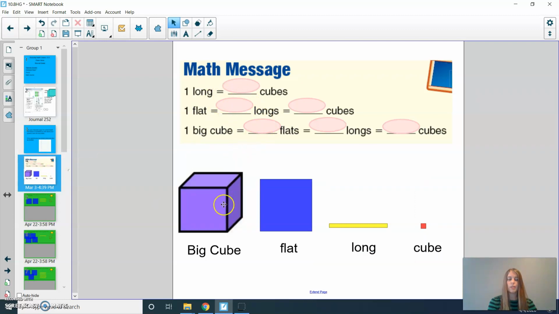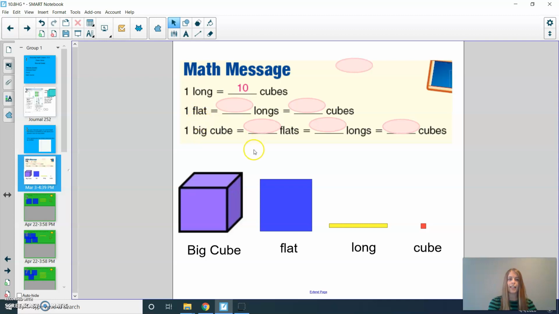So boys and girls, we're going to be taking a look at our pictures below. Notice how I have a picture of a big cube, a flat, a long, and a little cube. So 1 long is the same thing as how many cubes? You can write your answer or you can say it out loud. And if you said 10 cubes, you are correct.